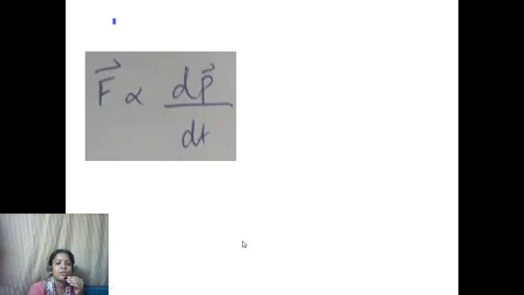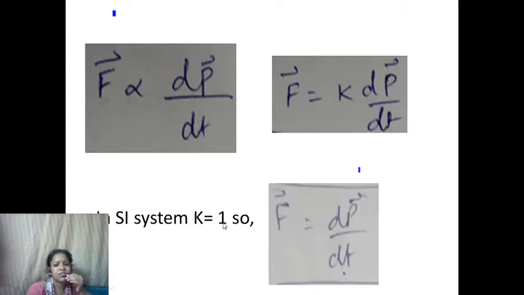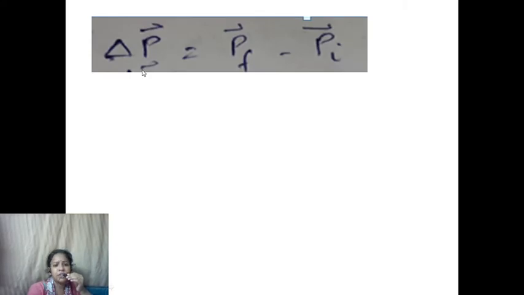Now you see the expression, second law says force is dp by dt. This arrow is a vector symbol because force and momentum are vectors, but in our class we generally consider straight line motion, so even if we don't write that vector symbol, it's okay. When the proportionality constant is removed and the equal sign is kept, it becomes k dp by dt. In the SI system the value of k is 1, so F is equal to dp by dt. Now dp is delta p, change in momentum, so final momentum minus initial momentum.